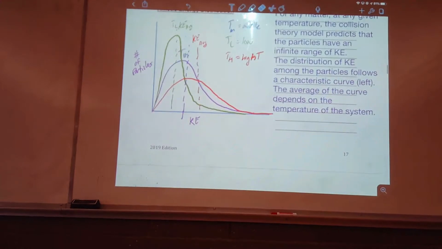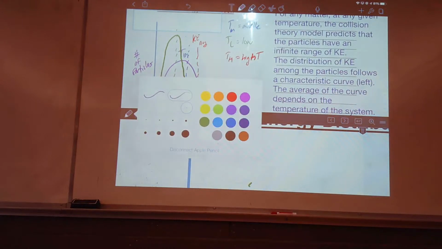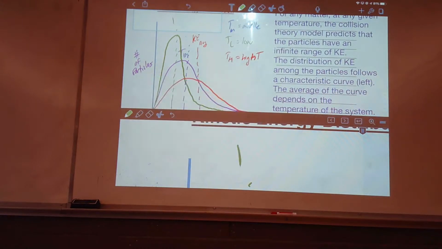I realize now that I should be using my Zoom so that I can actually write without making it look horrible. Okay, so this is going to be my temperature low, and this will be my kinetic energy average.